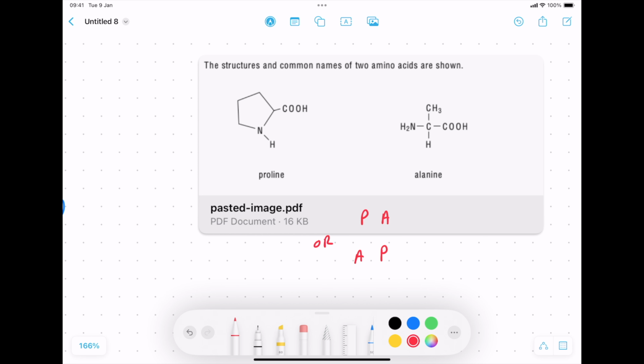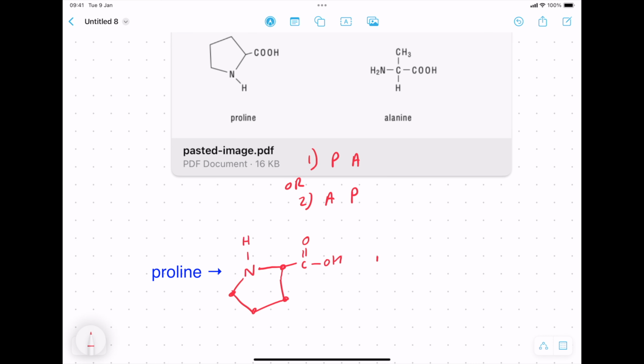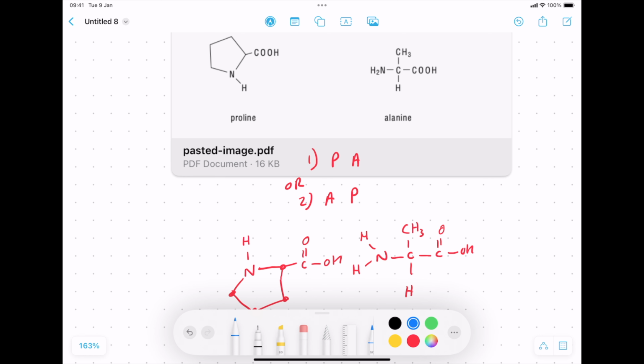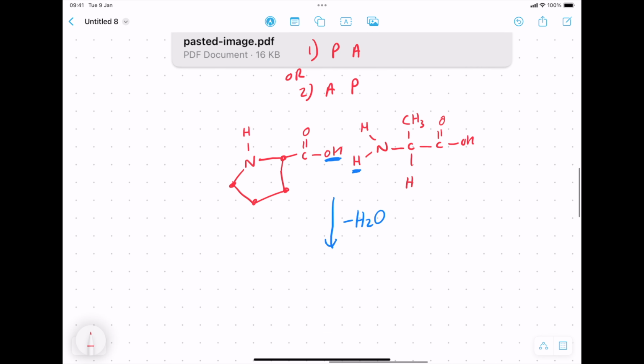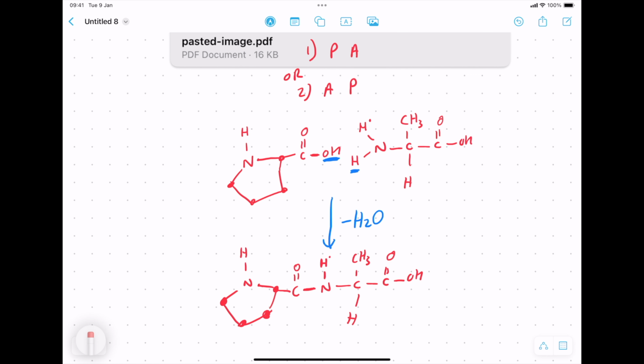So let's look at each one in turn, because the drawings are going to look slightly different. Now let's go ahead and remove the water. I'm going to circle in blue the bits that are relevant. Remember what I just said: you take the OH of the carboxylic acid and you take the H of the NH2. That gives us, in the middle, C double bond O. Then that line there, which I'm just pressing in, is now going to join directly to the nitrogen. And this hydrogen here with the dot is that one there. Now let's draw in the rest of the structure. So that is proline on the left and alanine on the right.